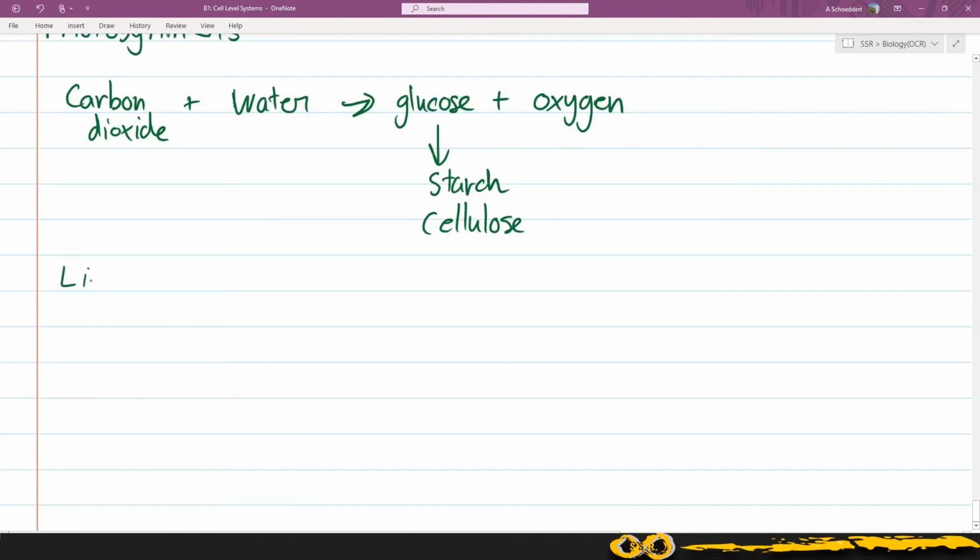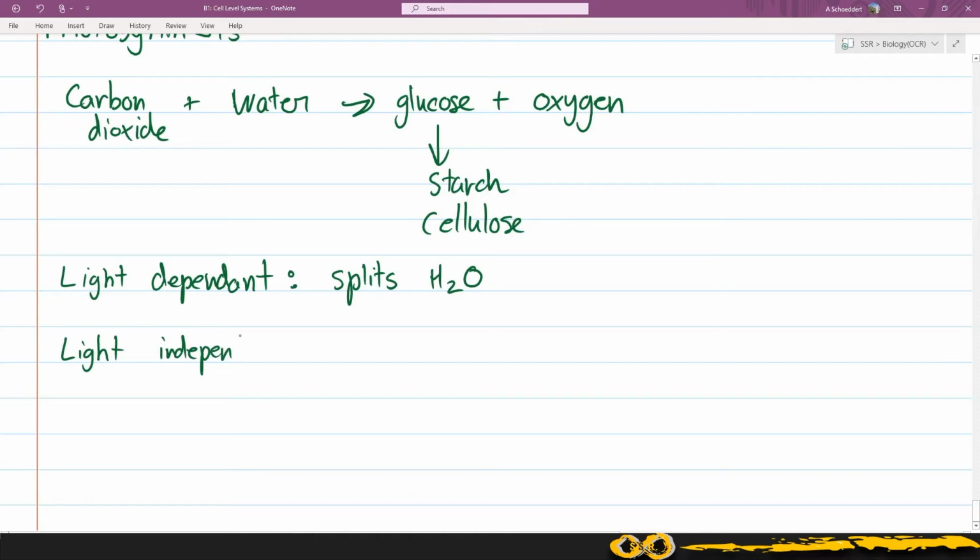The photosynthesis reaction happens in two stages: the light-dependent stage and the light-independent stage. In the light-dependent stage, it's an endothermic reaction. The energy from light is required, and it will be used to split up the water molecule. After that, the light-independent stage will be a reaction between the hydrogen that you've just produced from your splitting up of the water molecule, and you will react it with carbon dioxide in order to form the glucose.